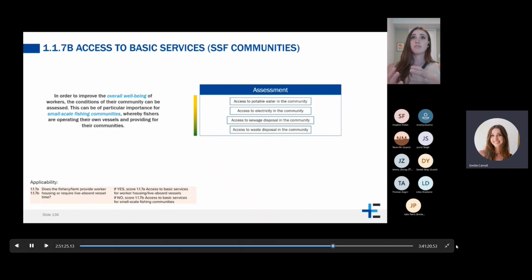So in the assessment, it's looking for these 4 key components. It's whether or not there's access to potable water in the community, access to electricity, sewage, and waste. And so these are all indicators of a level of development of a community and can offer comforts and dignity and decency to the people who are living in those communities. So this one's a little bit broader.